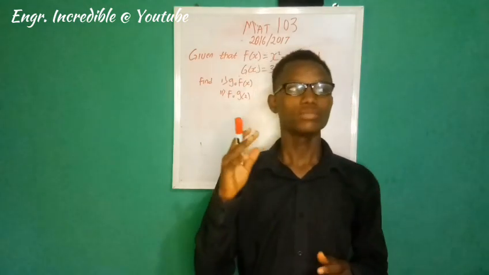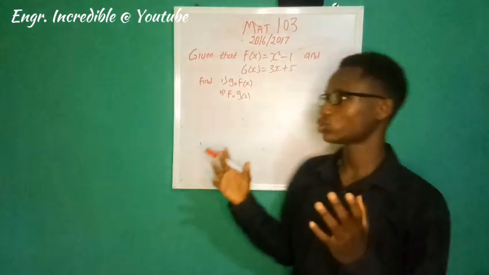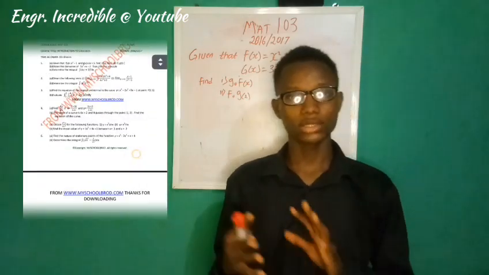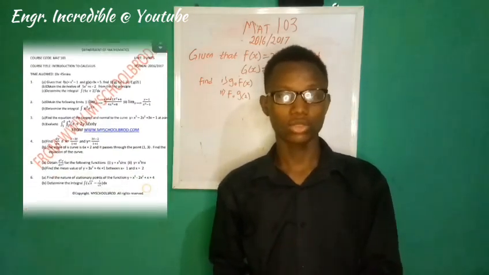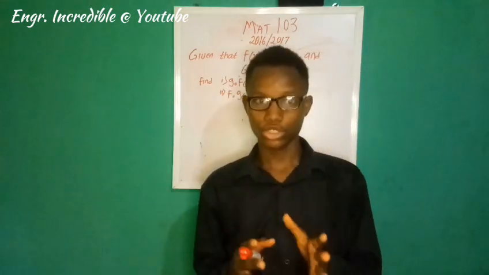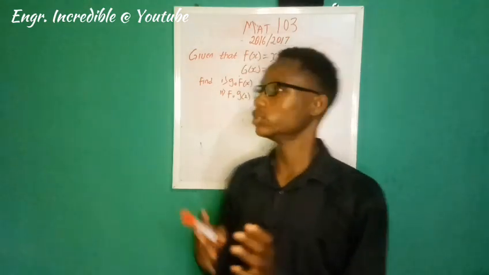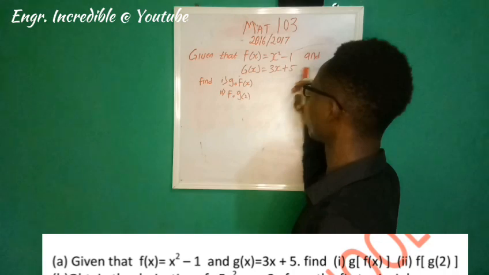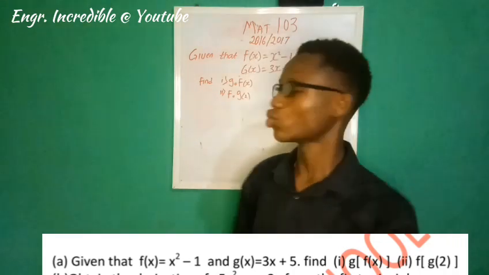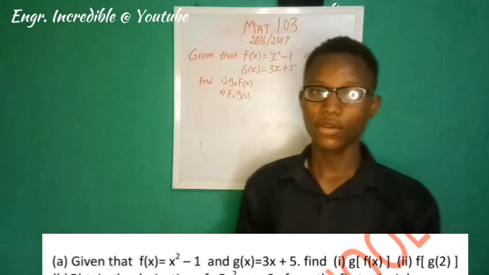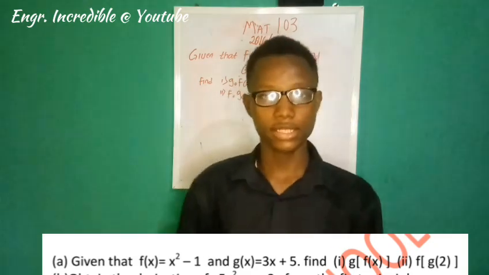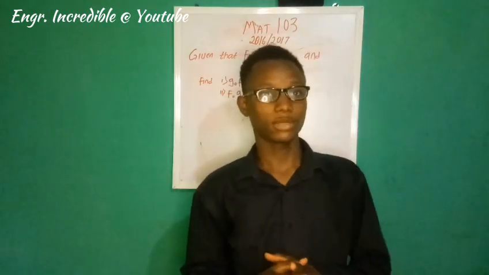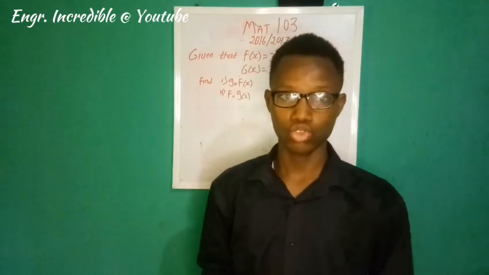So today I would be solving past questions of Maths 103 from the 2016 to 2017 session. So first of all, the first question in the particular PDF is: given that f of x is equal to x squared minus 1 and g of x is equal to 3x plus 5, find g of f of x and f of g of 2. Now, these are two typical questions, and here is how you are going to solve it.